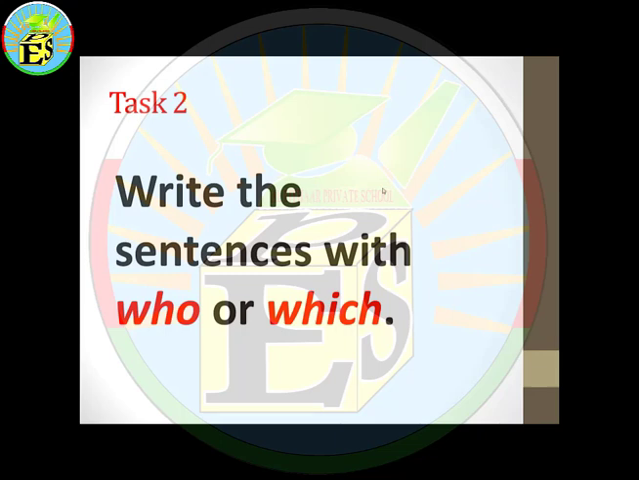Number 3. This is the t-shirt, full stop. This means that it's one sentence. Then the second sentence, it's too small. We're talking about the t-shirt. The t-shirt is a thing. We use which when we talk about things. This is the t-shirt which is too small.